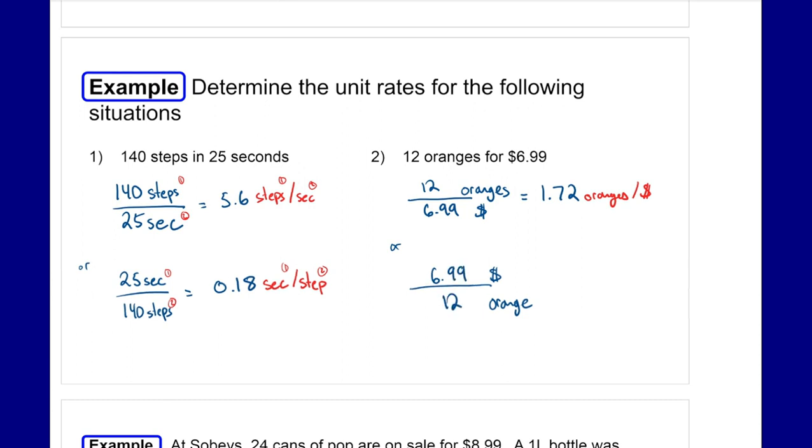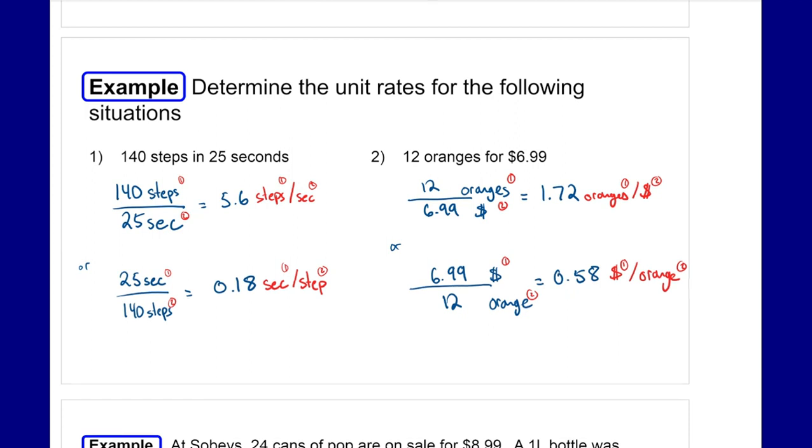$6.99 divided by 12 oranges works out to 0.58. In this case, let me go back here. I forgot to put my numbers to tell us where these values came from. It was going to be dollars, which is our first one, or our top one, divided by orange. So dollars per orange. That one makes more sense. If I go in and I buy 2 oranges, I know it's going to be 58 cents for one and 58 cents for another.